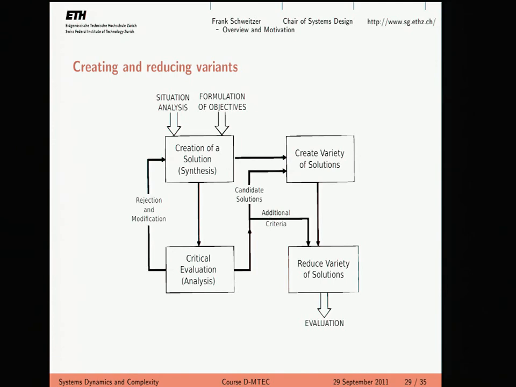And this is a schematic representation of basically the previous two slides. We've done already our situation analysis. We've defined our system. We've defined the current situation. We've defined our objectives. And now we start creating solutions. We create a solution. We evaluate it. We either modify it or we reject it. And we do this and so on and so forth. We end up finally with a variety of solutions. And then in the last phase, we reduce this variety of solutions to just a few solution candidates.